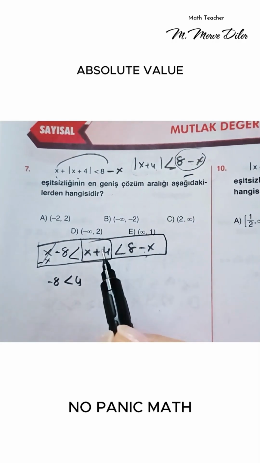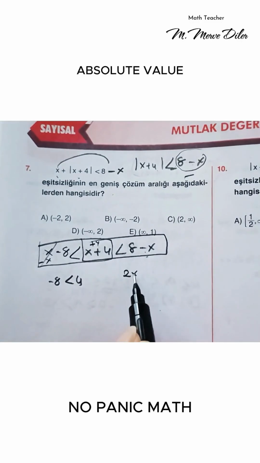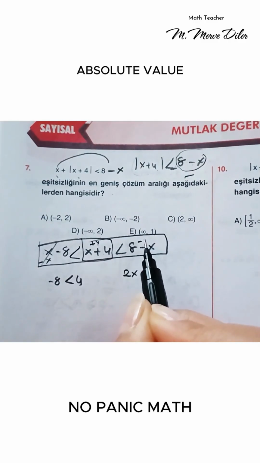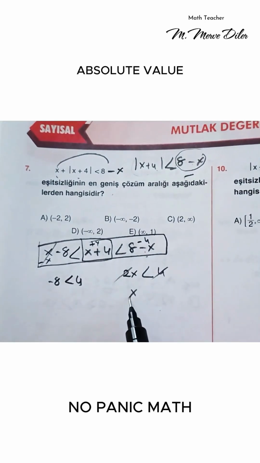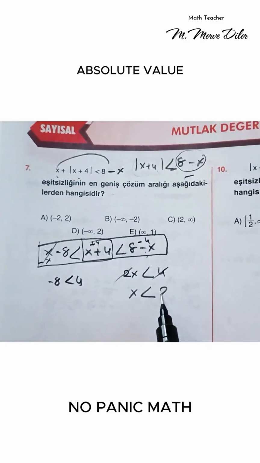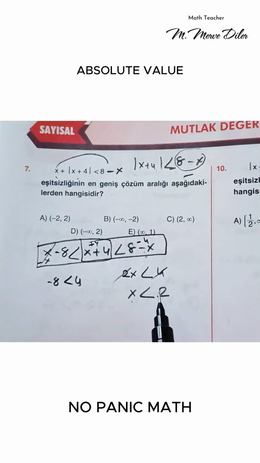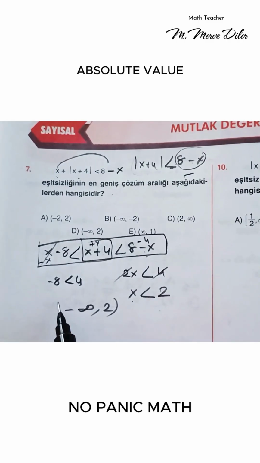Together. If you move minus x to the other side as plus x, you get 2x. Guys, look, if you move this 4 to the other side next to the 8 as a negative, you'll get 4. If you simplify it like this, x is less than, from here, 2 is the result we get. What does this mean? If x is also less than 2, that means it will be in the interval from negative infinity to 2.